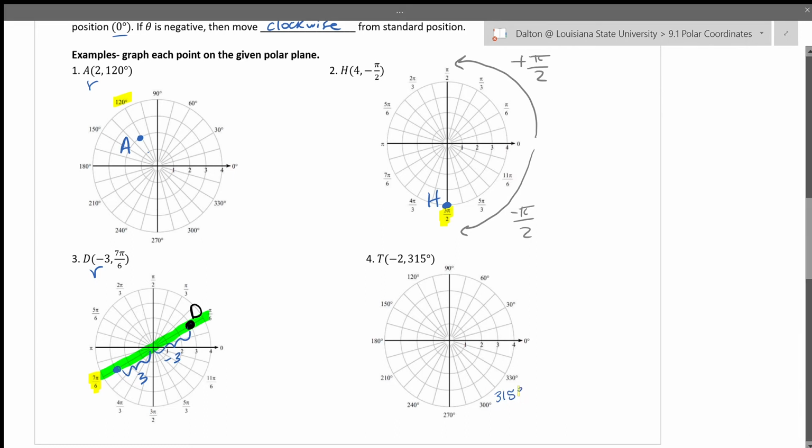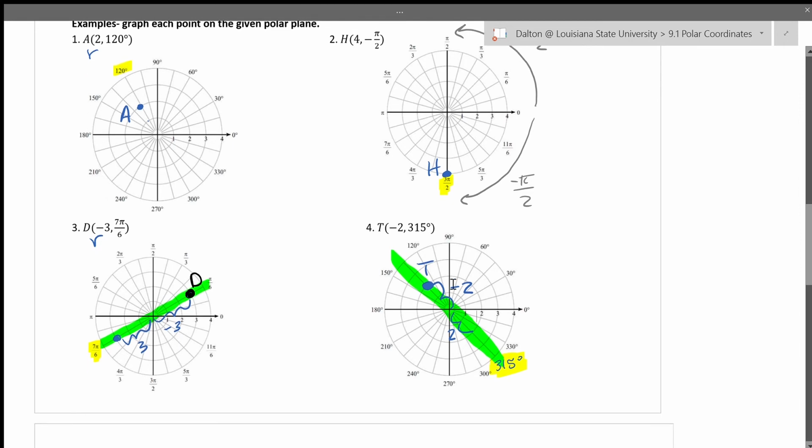So I know my point's going to be along this. That's like the 45 degree angles of the quadrants. So I know it's going to go from 315 to whatever this angle is, opposite of it, just like that. Okay, so instead of from the pole going positive 2 into the direction of 315 degrees, I'm going to go negative 2 in the opposite direction, in the direction of 135 degrees. Okay, so this is the point right here. This is the point T.